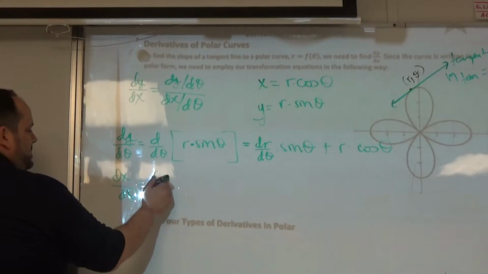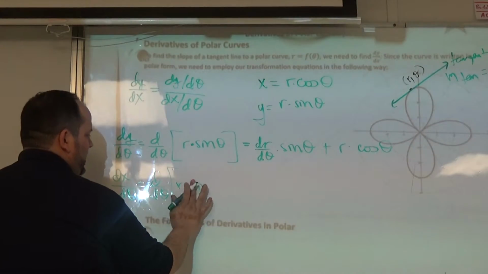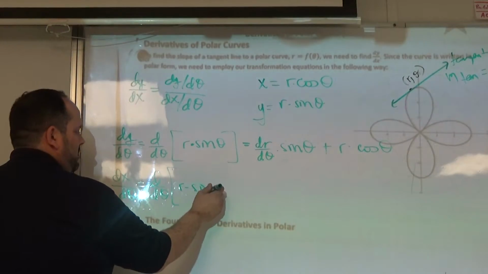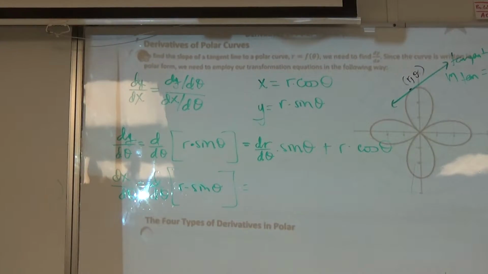To find dx d theta, we're going to find the derivative of r cosine theta with respect to theta. I'll give you guys a second to get caught up and find that derivative.